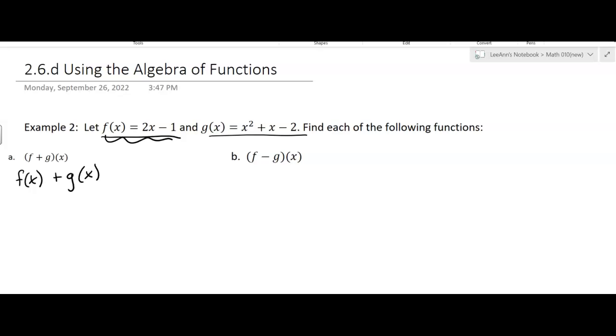Now we know what f of x is. It's 2x minus 1. And we know what g of x is. It's x squared plus x minus 2. So those are the two functions being added together. Now all we have to do is simplify.